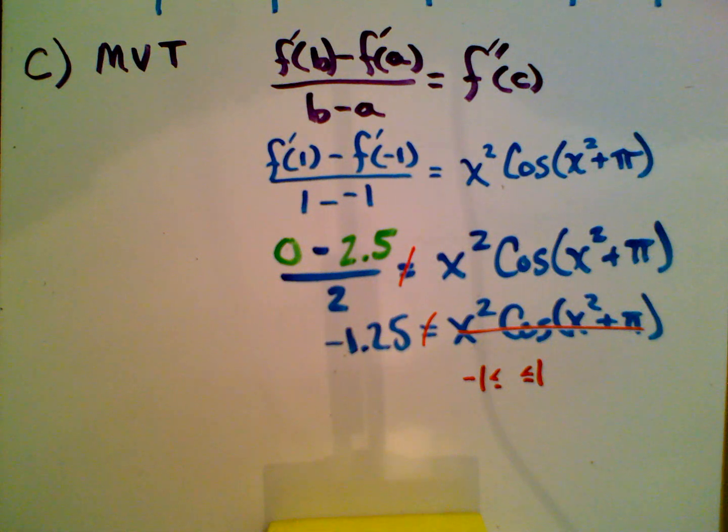Now, if you weren't comfortable knowing that, you can always go back and look at your graph to see what that graph looks like from negative 1 to 1. You can find the minimums and maximums by looking at the graph on your calculator.